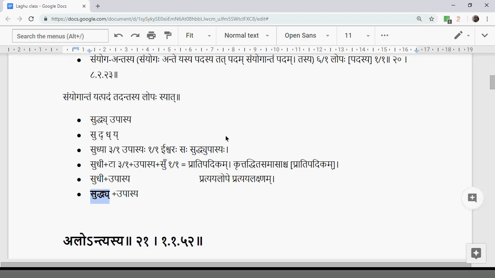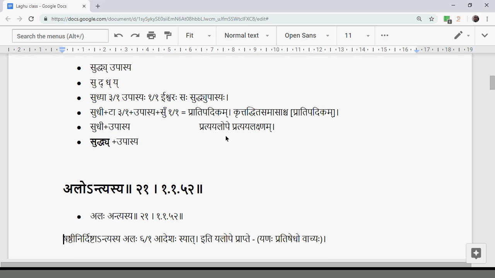lopah is sanyogantasya lopah. So sudhya is a sanyoganta pada and tasya lopah would mean what? Padasya lopah. So padasya lopa would mean what? Sudhyupasya will become upasya. No, no, don't do that. He says alantasya says what? Shashti nirdishtasya antasya. Alah adeshasyat. Only al is what? Ach plus hal is al. Al means any letter. A single letter, not the entire word, only the antya.